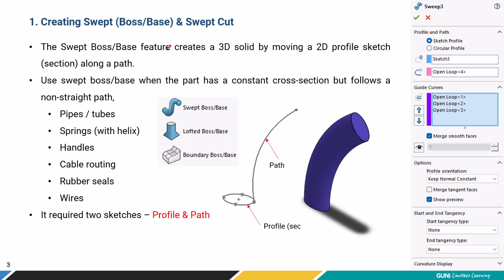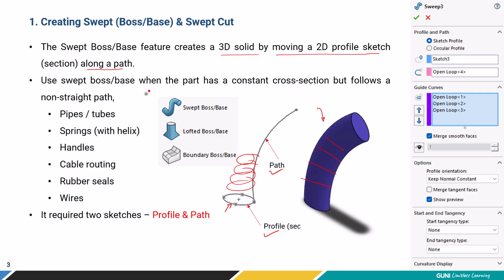Now creating swept boss base and swept cut, you require a path and a profile. Swept boss base feature creates a 3D solid by moving a 2D profile along a path. So look at this object. Here we have an ellipse as a sketch and this arc as a path. So here the ellipse will simply follow the path and create the solid. So in sweep, the section remains constant, that is the sketch geometry.